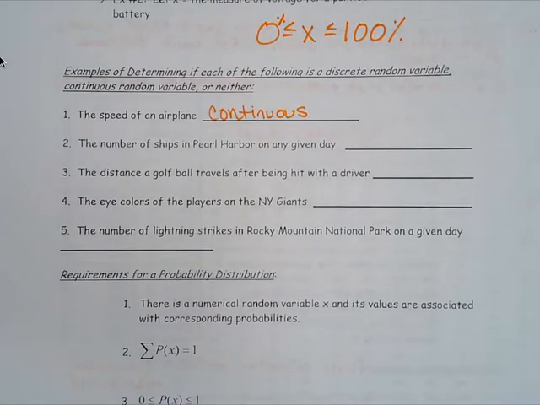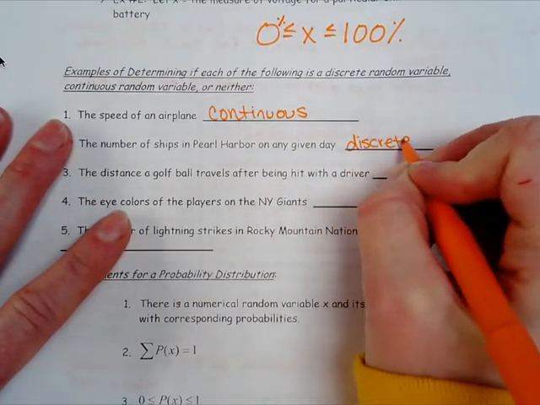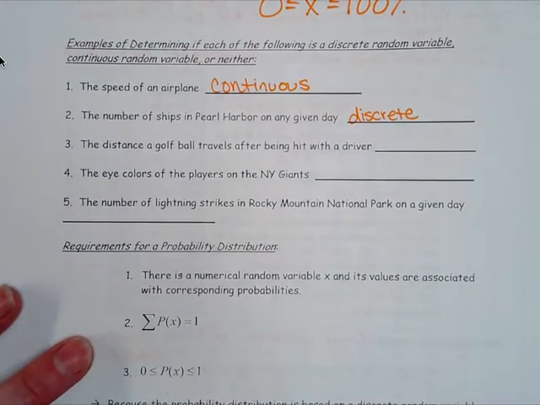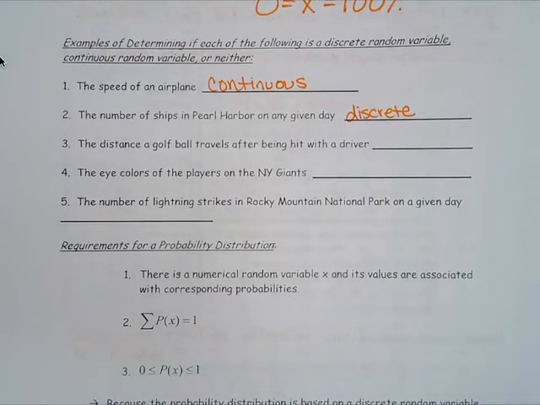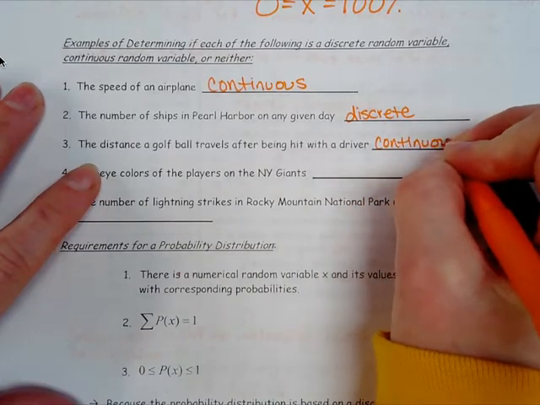The number of ships in Pearl Harbor on any given day. Is it a range? Or can we make a list? Can we list them all? What do you think? Yeah, you can list them. You can go out there and you can count them, right? So it's countable, so it's discrete. The distance a golf ball travels after being hit with a driver. Continuous, yeah. We can't make a list of all that. It's infinite.